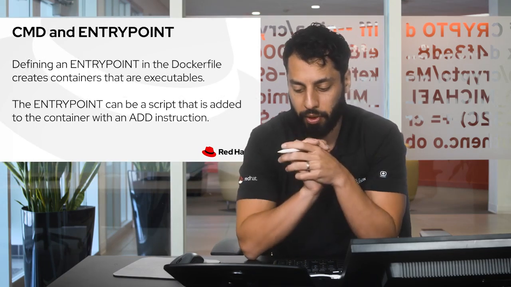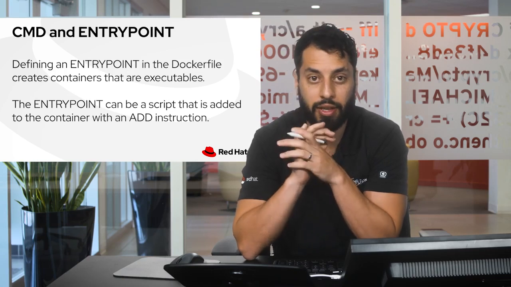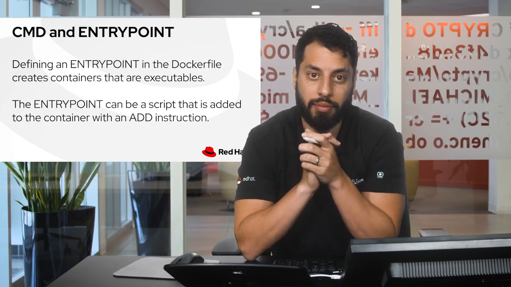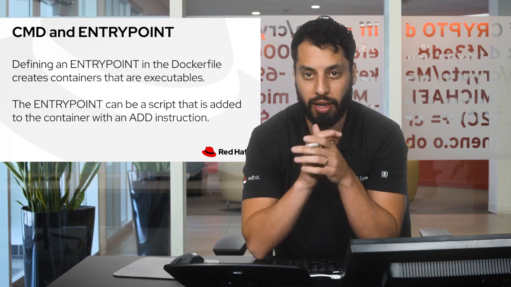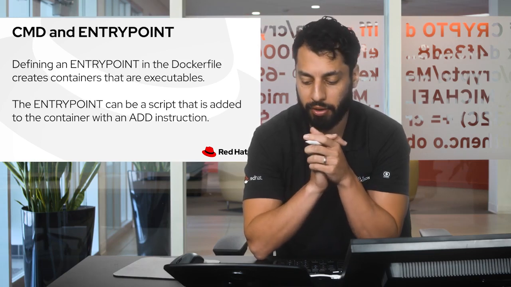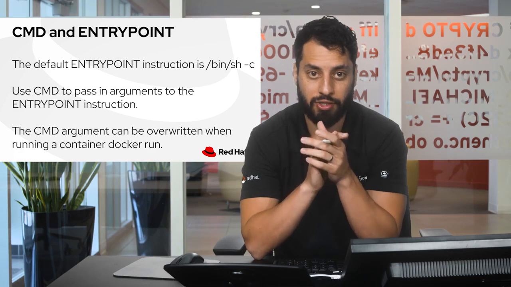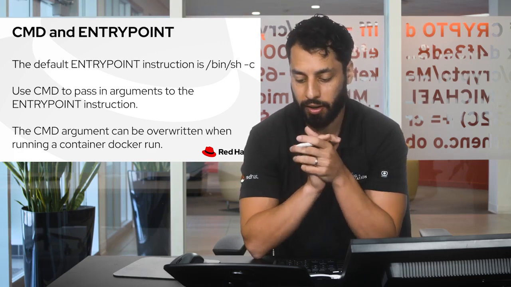Just a little bit more about command and entry point. I realize that these concepts can be a little bit confusing. But like I said, entry point helps define Dockerfiles and their images and the containers they create as executables. So by default, an entry point is specified as bin/sh -c. So it's not required that you put in an entry point. It's just a good idea.